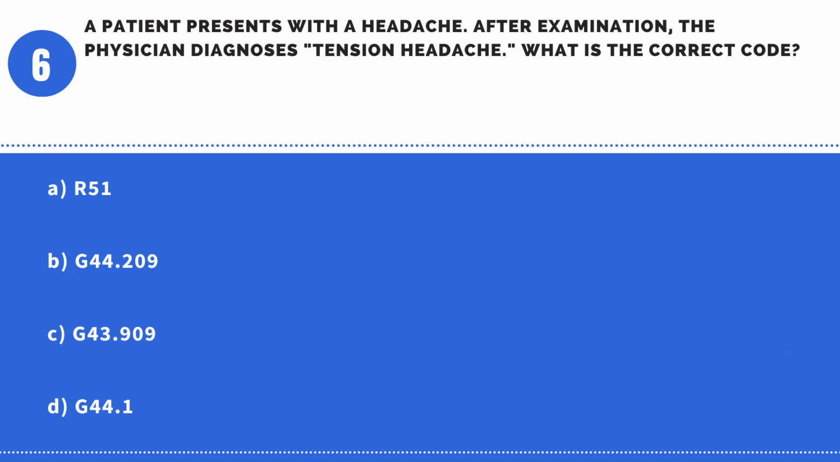Question 6. A patient presents with a headache. After examination, the physician diagnoses tension headache. What is the correct code? A. R51. B. G44.209. C. G43.909. D. G44.1. Answer: B.